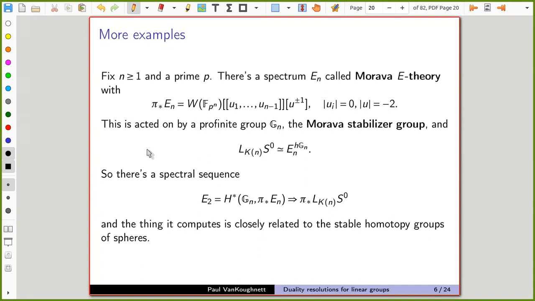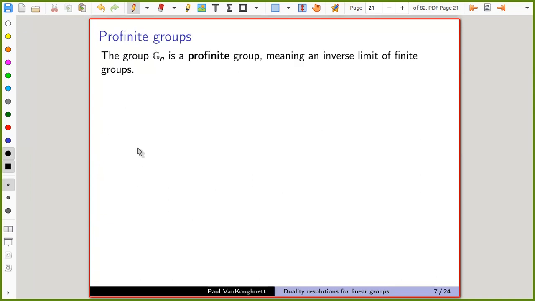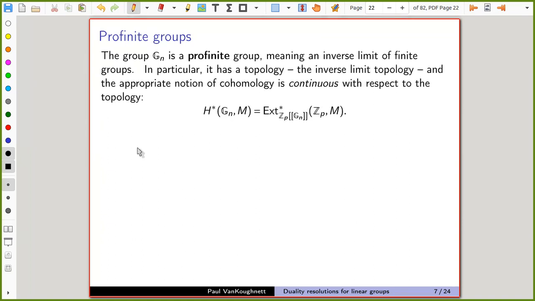Okay, so let me say a bit about this group Gn, because it's an interesting example of the type of groups that I'm interested in. It's a profinite group. That means it's an inverse limit of finite groups. So we're now in the world of infinite groups, and we have to modify some of our definitions slightly. Profinite groups have topologies. You can take the inverse limit topology of the discrete topologies on each of these finite groups in the system. And when we talk about cohomology, we have to talk about continuous cohomology with respect to this topology.